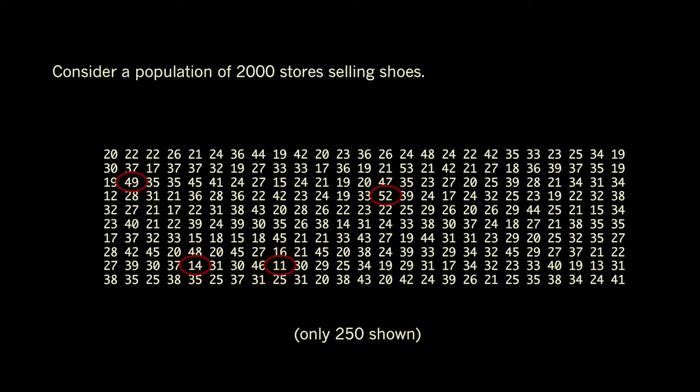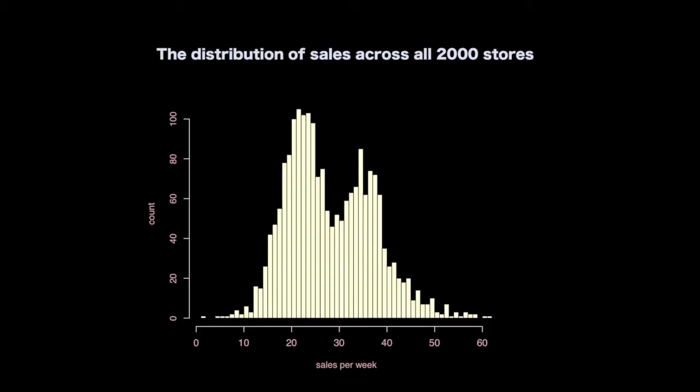Maybe it's better to see this data as a histogram. So this is the distribution of sales across all 2,000 stores. You can see that there is not necessarily one mode, but two modes probably. Some stores sell lots of shoes, almost 60 or around 60, and some stores sell very few pairs of shoes.